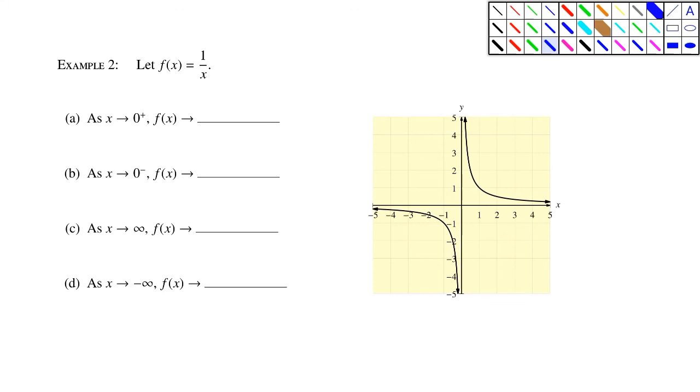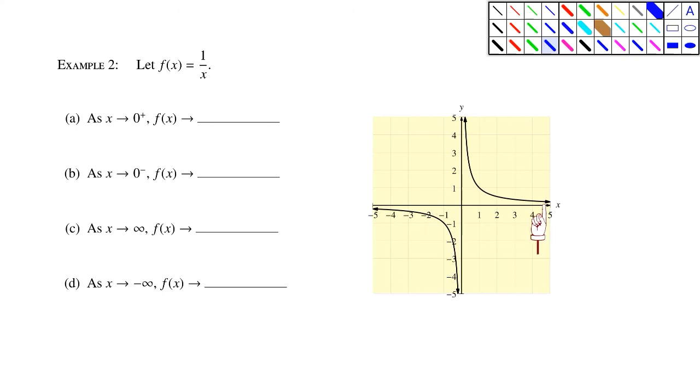So the question is, as x approaches 0 from the right. So here I'm going to trace out the x's going towards 0 from the right. The next part is f of x approaches blank. So the question is, what happens to the y values of this rational function as the x's get closer and closer to 0 coming in from the right side?